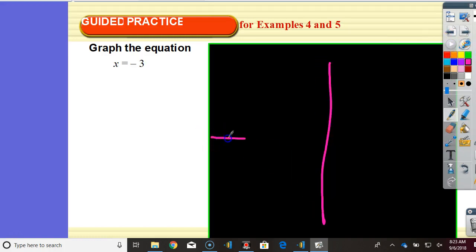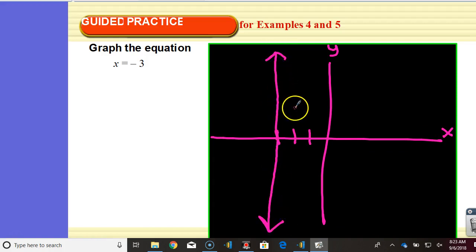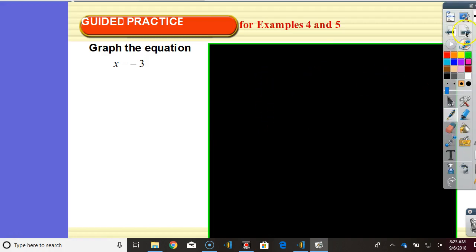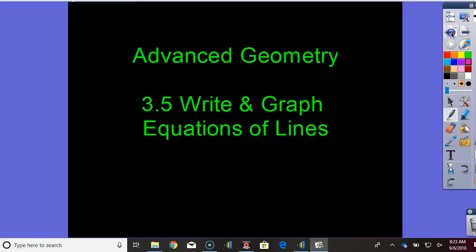X equals -3, horizontal or vertical? Vertical. -1, -2, -3. Everywhere along this line, your x value is -3. Vertical lines have what slope? Undefined. Horizontal? 0. Good job. And that is everything on your lesson on 3.5, which is writing and graphing equations of lines.